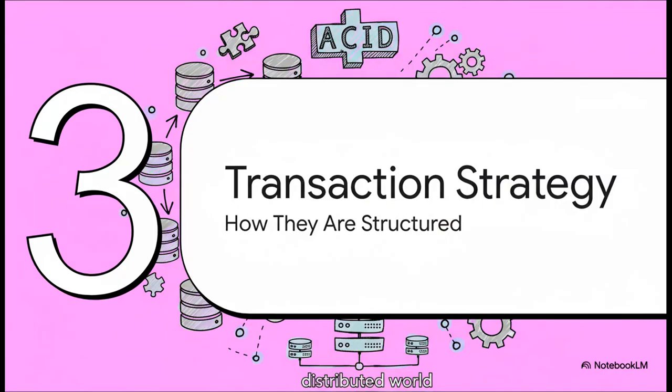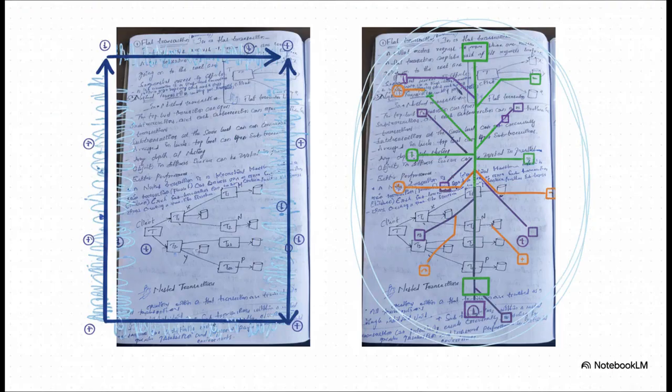So now we get the ACID rules, but how do we actually build these transactions? It turns out there are different strategies, different models for how to organize all these operations, especially in a distributed world. Let's look at two of the most common ways to do it. On the left here, we've got a flat transaction. You can think of this as just a single straight line of tasks from start to finish. It's one self-contained unit.